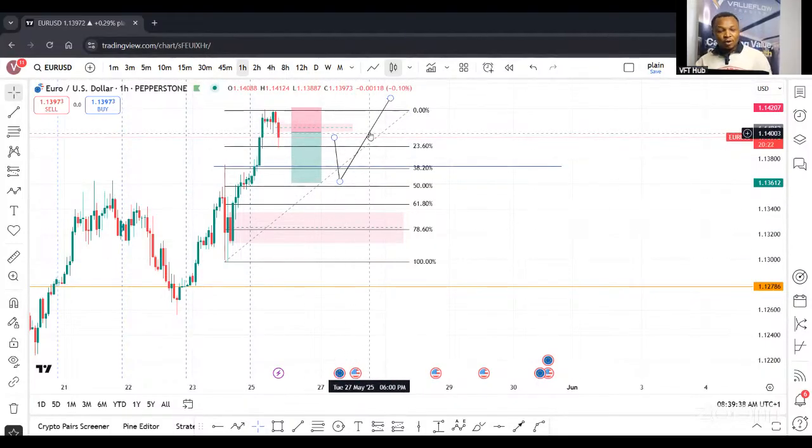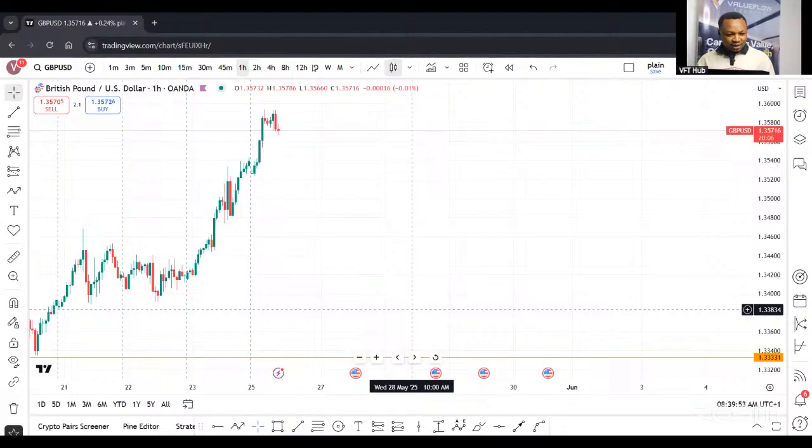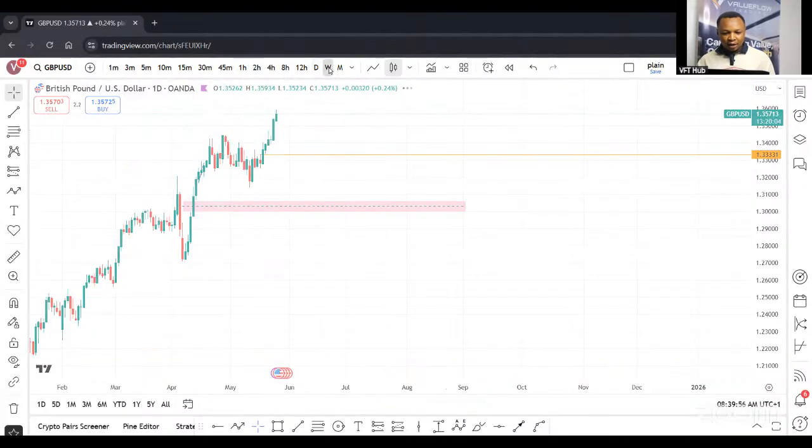Okay, so for Euro USD, my overall bias is a buy. However, we might see a short sell, which is for a retracement, and then we'll see the long-term buy bias playing out afterwards. Okay, so I hope this analysis on Euro USD is clear. Now let's move to GBP USD. The market seems to be very clear and very objective for us this morning as we're analyzing it.